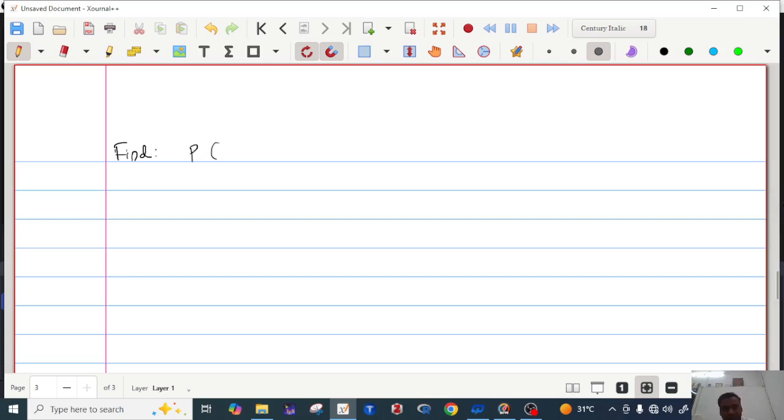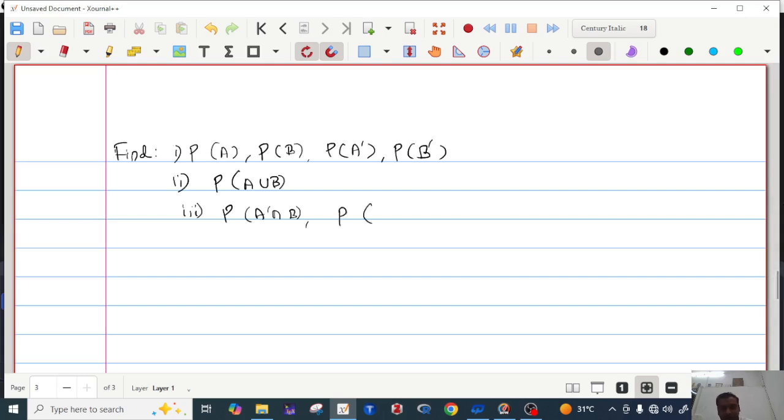Just find probability of A, probability of B, probability of A dash, probability of B dash. These examples are also asked in exams. Second, probability of A union B. Third one, probability of A intersection B, probability of A intersection B dash, probability of A dash intersection B, probability of A dash intersection B dash.